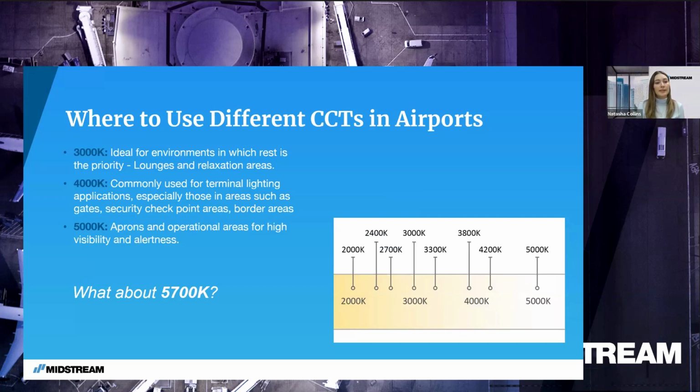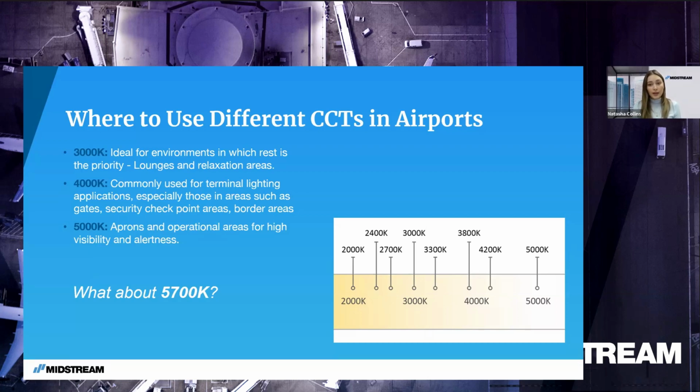So speaking more specifically about CCTs in airports. If we start at the lower end of the scale, 3000 Kelvin: typically in airports, we're looking at 3000, 4000, and then we go into 5000 Kelvin. So at the lower end, 3000 Kelvin, as you mentioned, is ideal for relaxation. In airports, we're looking at lounges and rest areas generally. The warmer tone creates a more comfortable, inviting atmosphere, and also helps reduce stress and promotes a sense of calm. So passenger lounges and the rest areas are ideal.